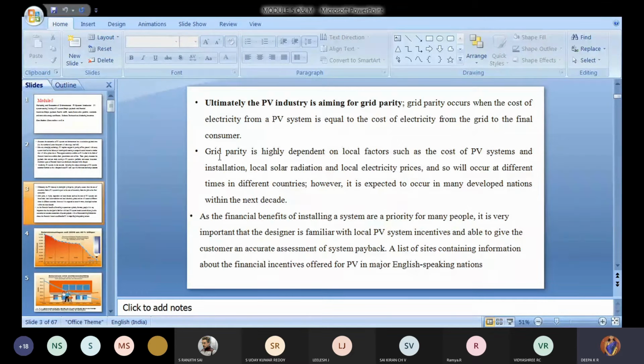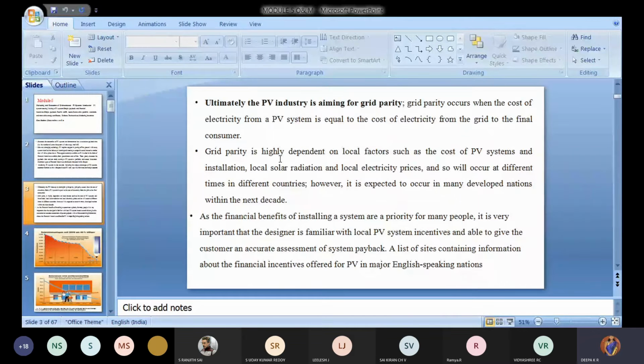Next, grid parity is highly dependent on local factors such as the cost of the PV system and the installation, as well as local solar radiation and local electricity prices, and so will occur at different times in different countries. Definitely, right? So here also, I hope you guys have heard about tariffs. There are a variety of tariffs available. So being a small house, we are going to give 3 rupees as the cost. Let us consider SVC. It will act as a small scale industry. Their cost per unit is different. It may be 5 rupees.